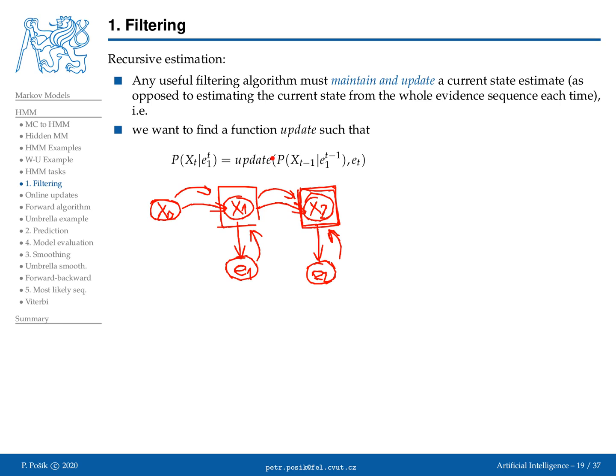So we would like to basically create or find some kind of function, which we now call temporarily update, that would take the previous estimate of the states and the current observation, and it would compute the new estimate over the states. Okay. So it will be a kind of recursive algorithm that you will repeat over and over with new and new observations, and it will continuously update your belief in the state of the hidden variables.